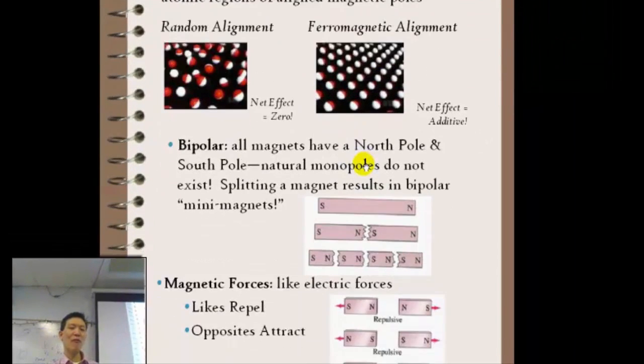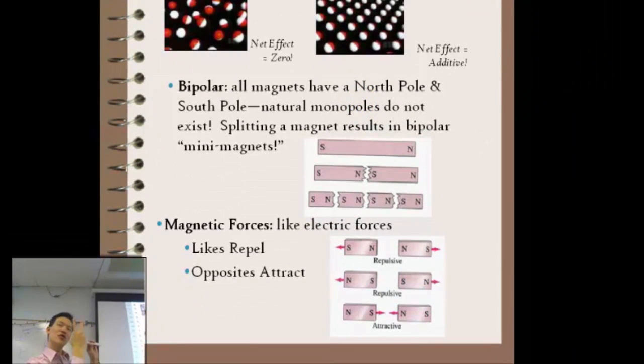Next, all magnets are what we call bipolar. Bi means two. There's always two poles. In electricity, it was positive and negative. For magnetism, it's north and south. And that's because traditionally, what were magnets used for? They were first used for navigation as compasses.